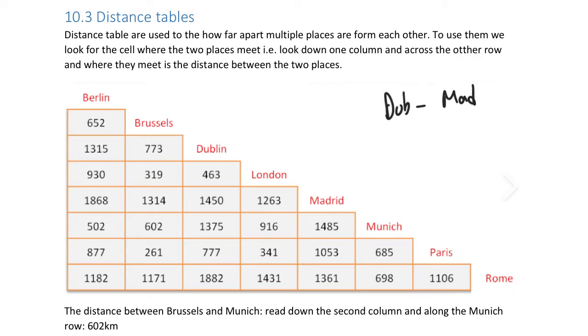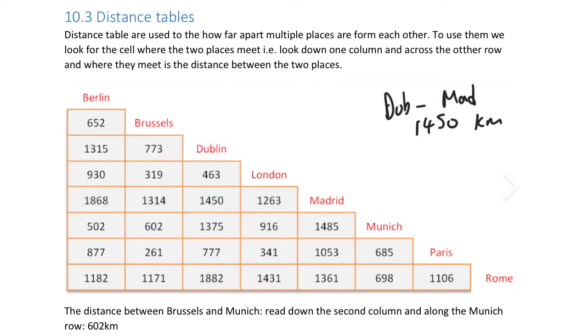we look at the Dublin column, which are these values down here, and then we look at the Madrid row, which are all the values in here, and we can see that the overlap between them is this 1,450. So Dublin and Madrid are 1,450 kilometres apart.